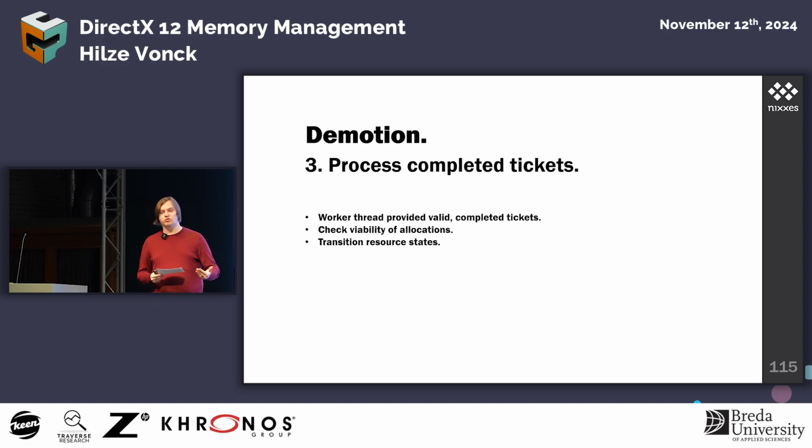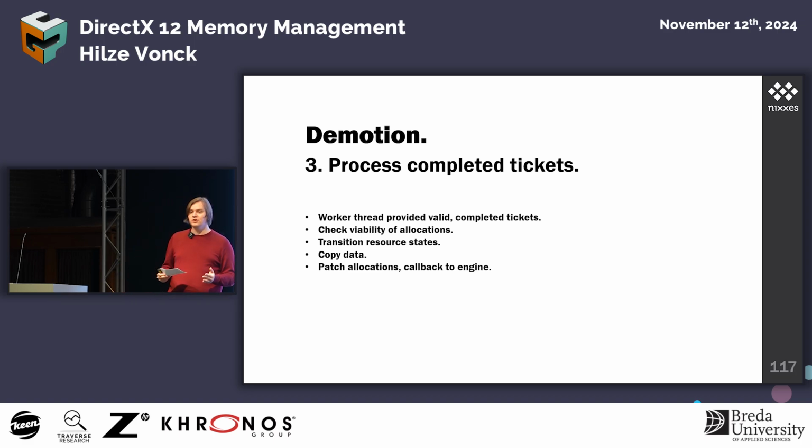Then, of course, we got to ensure that the old resources are in a state that we can copy from. Then we copy over the data from the old resources to the new ones and queue the old ones up for deferred release. And then we get to the actual patching. The patching consists of two different parts. The first part is patching the allocation itself, which means updating the internal ID3D12Resources, as well as some metadata that we keep around for these allocations.